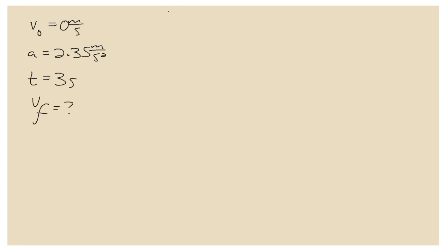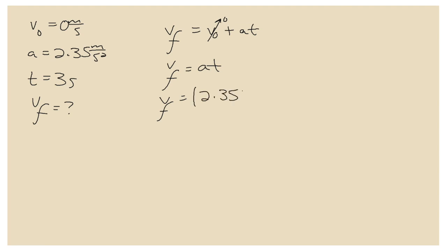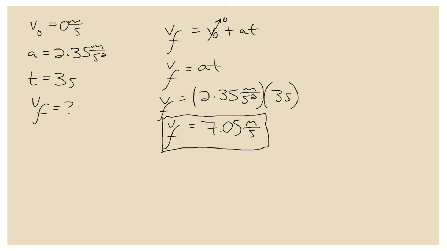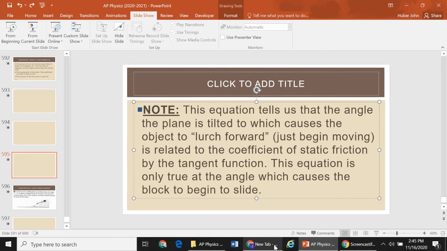And so, of course, here looking at the knowns, we're going to use the equation VF equals V naught plus AT. The V naught is 0. And so we have VF equals AT, and that's going to give us V final equals 2.35 meters per second squared, times 3 seconds, and that's going to give us 7.05 meters per second.